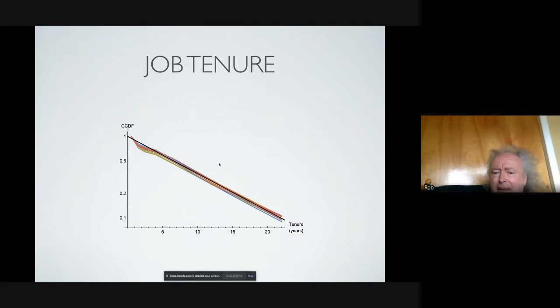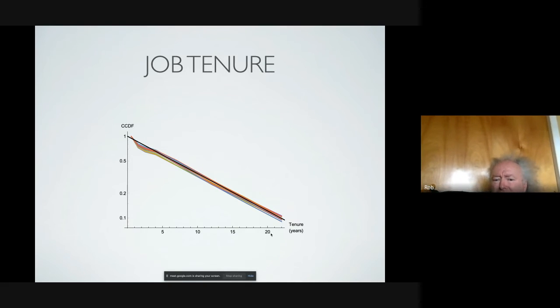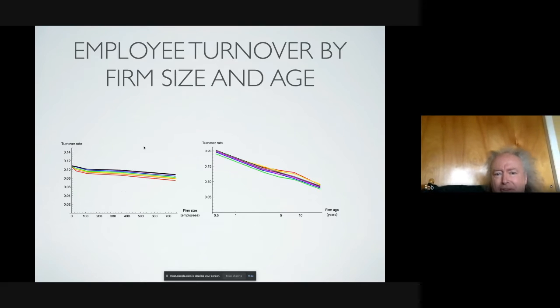Job tenure. I'm getting to the end of these data here. I want to show the model. But these are all just targets we're going to try to hit. There are a few people who keep their job for 25 years in the U.S. economy, but there are progressively larger numbers of people who keep their job for progressively shorter times. So the average here is about 3.5, by the way. People keep their jobs on average about 3.5 years in the U.S.